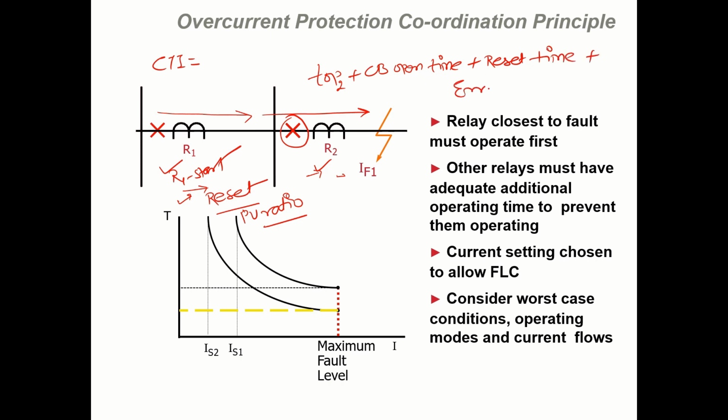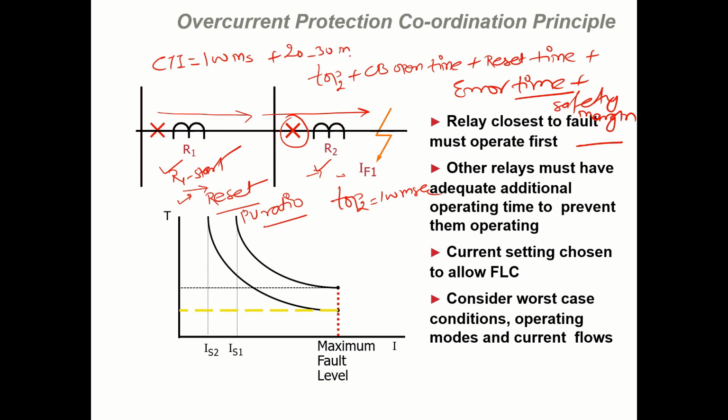Then there is some error time or safety margin that we have to take into picture. So generally, if the T operated for R2 is, suppose, 100 millisecond, then you have this 100 millisecond plus the CB opening time, generally 20 to 30 millisecond. Reset time, again 30 to 40 millisecond. I am assuming a very conservative approach, and again the error time plus safety margin, suppose it is 150 to 200 millisecond. So the total adds up to closely 300 to 400 millisecond.